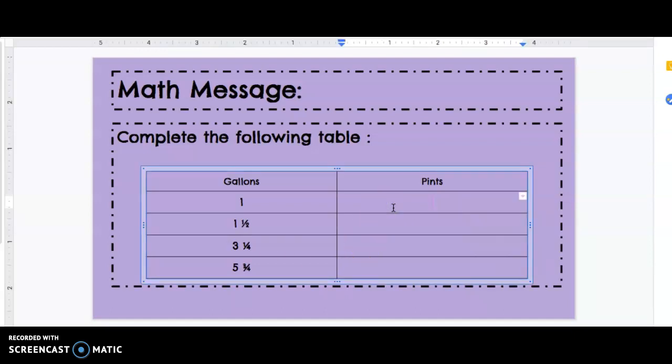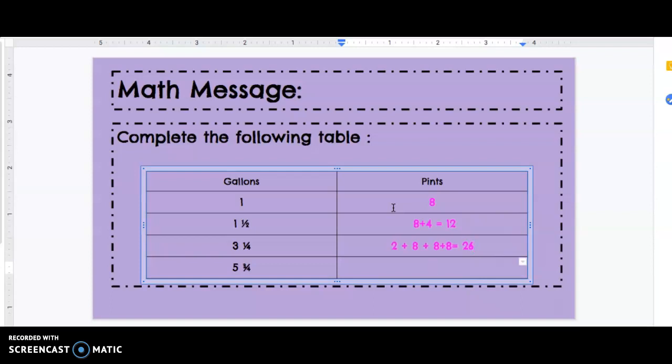Okay, so I remember from earlier in the year that 1 gallon is equal to 8 pints. So in order to find out what 1.5 gallons is, I know that half of 8 is 4. So to find 1.5, I would add 8 plus 4 to give me my 12 pints. Similarly, when I'm working with 3 1/4 gallons, I know that 1/4 of 8 would give me 2. So I have 2 and 3 groups of 8 to get me my total of 26 pints.